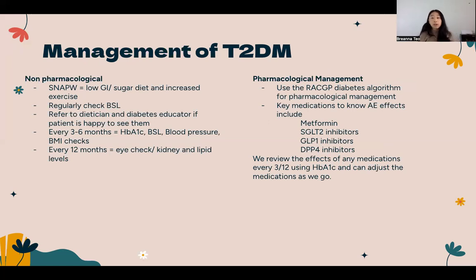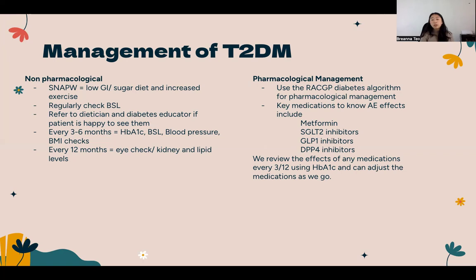In terms of management of type 2 diabetes, again, we have a non-pharm versus pharm. So non-pharmacological management includes SNAP-W. In particular here, we would refer to a dietitian and a diabetes educator. So that's sort of like the allied health team that you would link in. We get them to regularly check their blood sugar levels, and the diabetes educator is often the one to teach them how to use the finger prick. And then every 3 to 6 months, we'll be checking their HbA1c, blood sugar levels, blood pressure, BMI. And every 12 months, they need eye checks, renal function, and lipid levels as well.